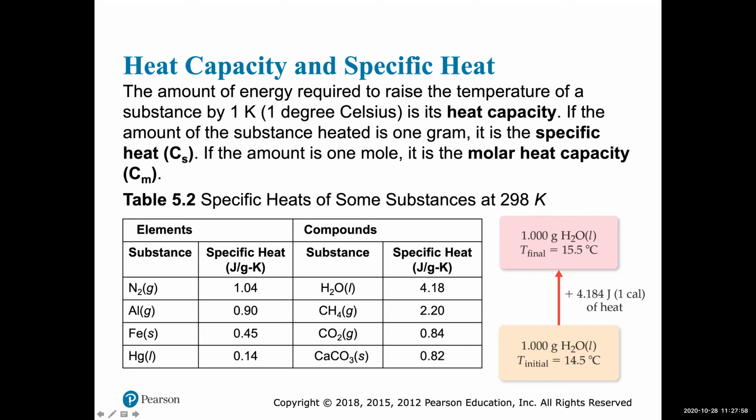If you are talking about an amount that is 1 mole, then that's the molar heat capacity, which is C sub M. So the expectation is that you know the differences between heat capacity, specific heat, and molar heat capacity, and that you can work with any of those and be able to express any of those given certain information. For instance, if you were given a certain number of grams of something and a heat capacity, you should be able to calculate the specific heat. Same with the molar heat capacity.